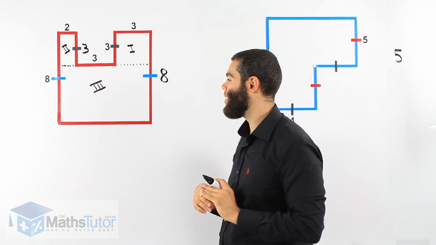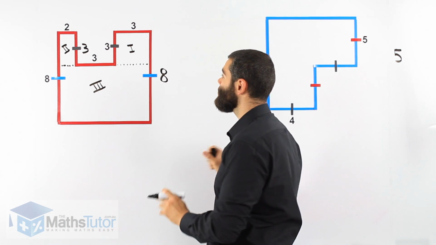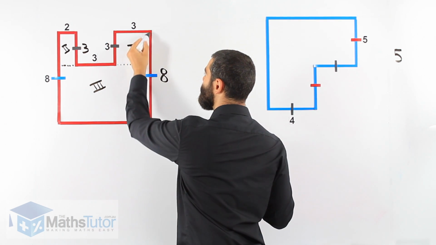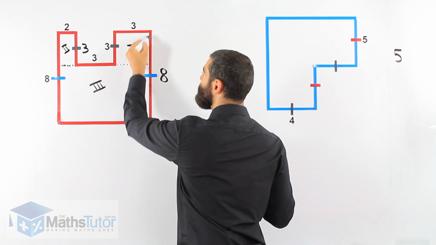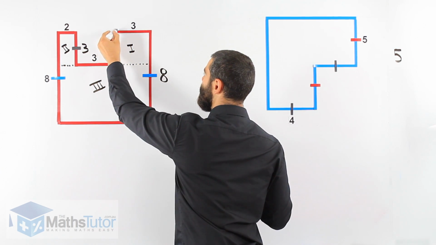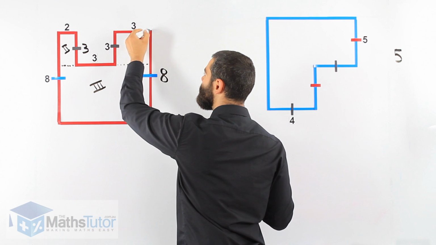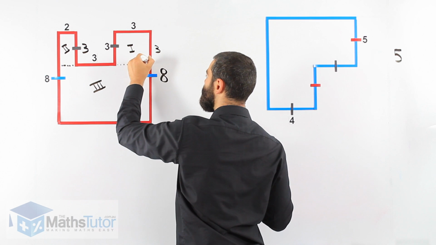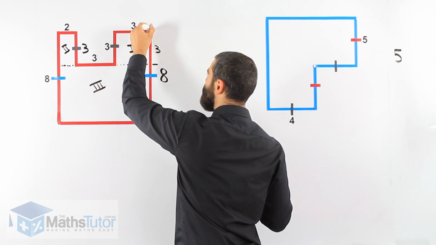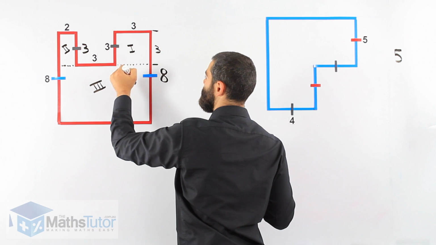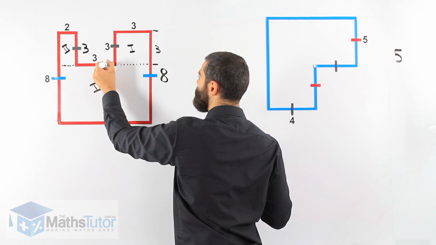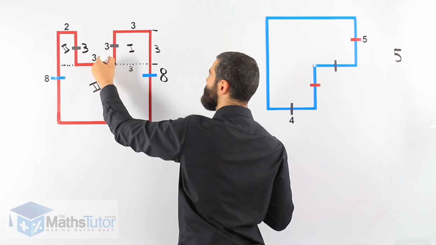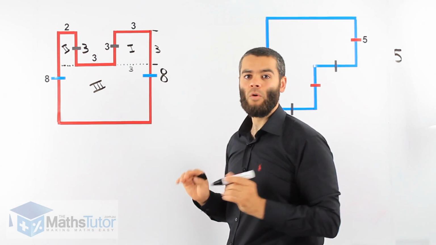Let's get started with area 1. Area 1, where is the shape? It's this shape here. And I can tell from the measurements that it is a square, 3 by 3. So 3 here and 3 there. This opposite side is going to be 3. And I know this side's 3, that means this side here is also 3. As you can see, it's a square. So area 1 is a square.